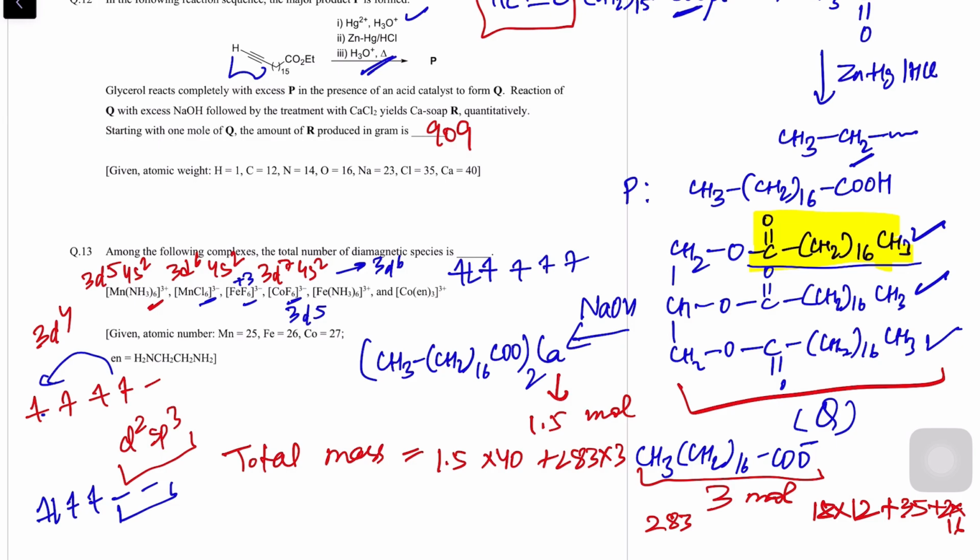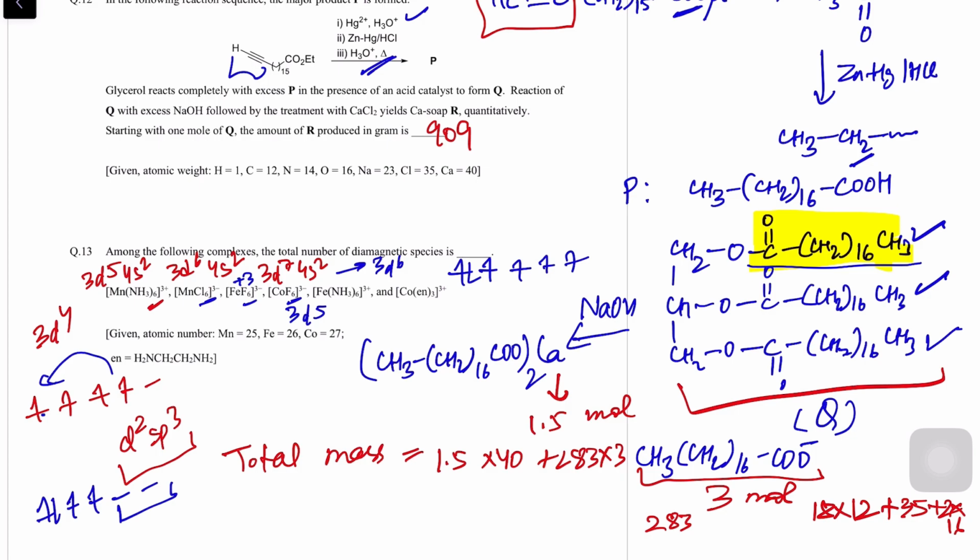Fe(NH3)6 3+. Again, the oxidation state of iron is 3, which is 3d6 4s2 and converts to 3d5. Again, because there are 5 electrons, they cannot be paired up. It will be paramagnetic. Coming to the last, it has to be our answer. Otherwise, the answer would be 0.